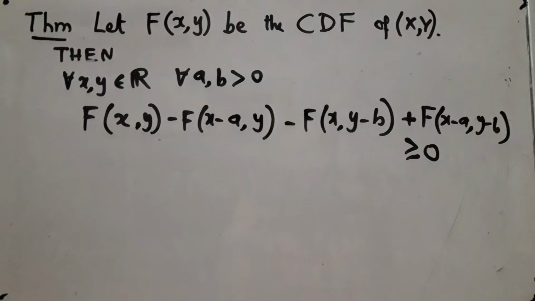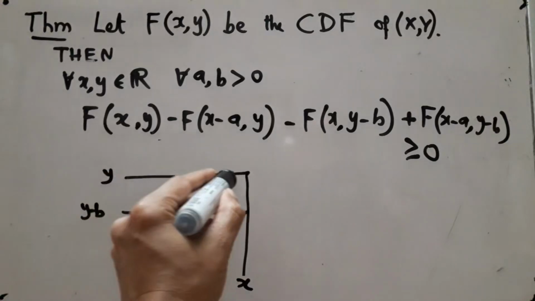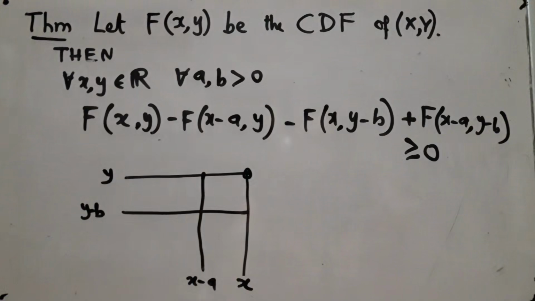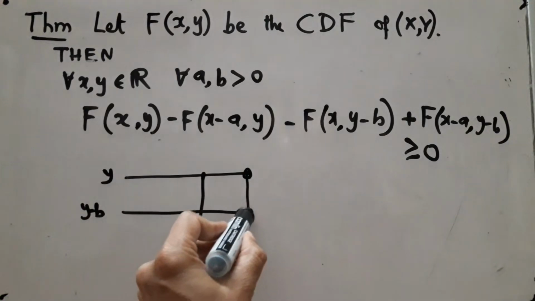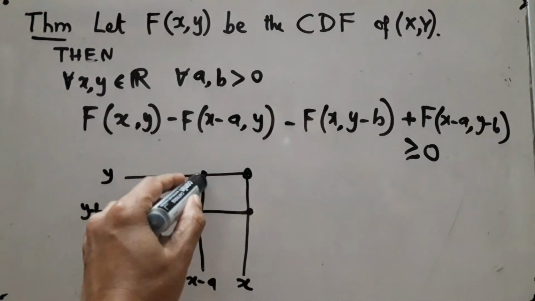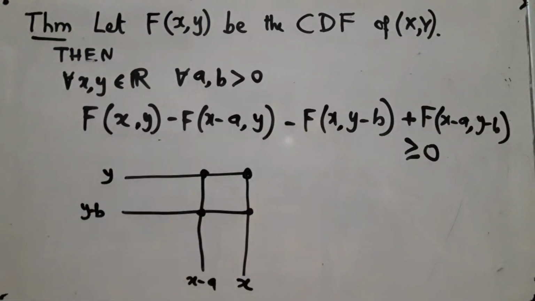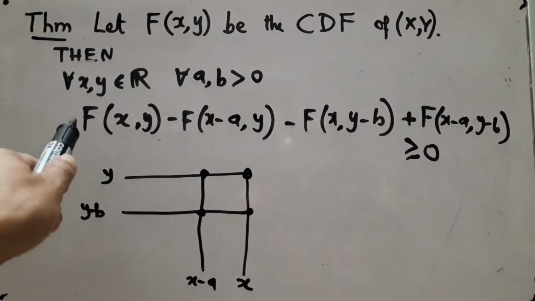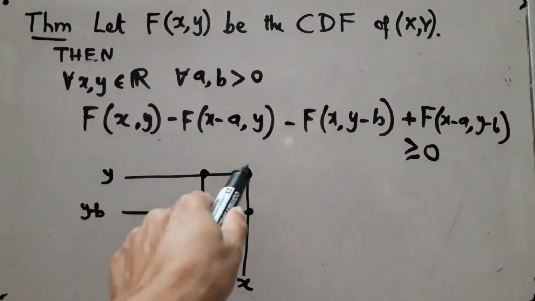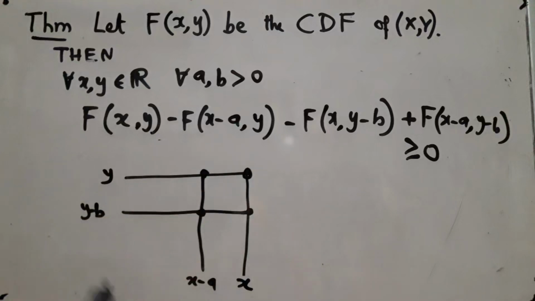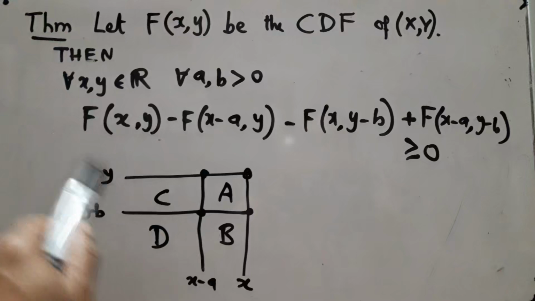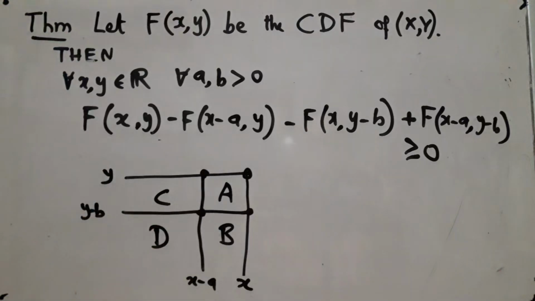Now let's draw a diagram. So I have the point (x, y). I have the point (x, y minus b), this point and this point. So the entire drama is working with these four corners of a rectangle. Now what is F(x,y)? This whole probability. In order to keep track of things, I will label the rectangles as A, B, C and D. So F(x,y) is the sum of all these things.